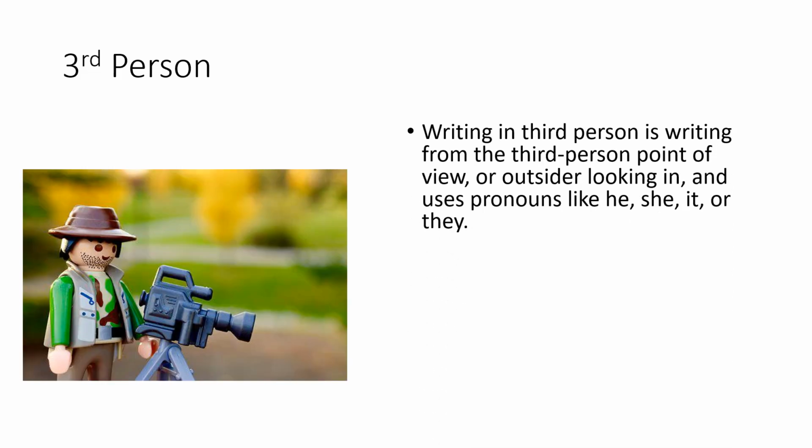So third person is writing from a third person point of view, an independent observer, an outsider looking in. And we're going to use pronouns like he, she, it, or they. But for the most part, I don't use pronouns. I will use the inspector, the client, the welder, the foreman. I try not to use pronouns when I am writing a report. I try to use proper nouns.